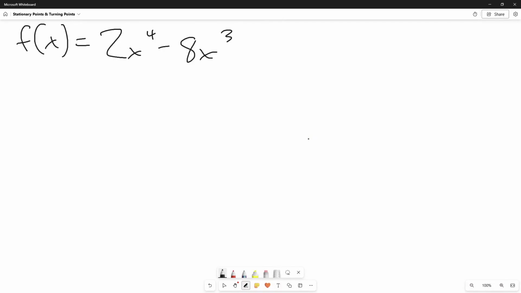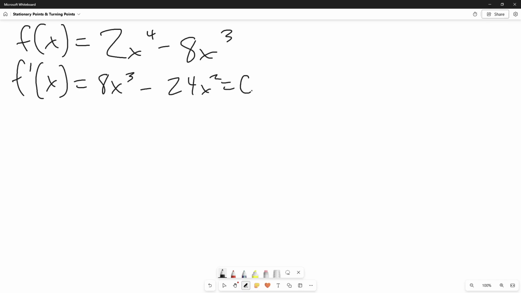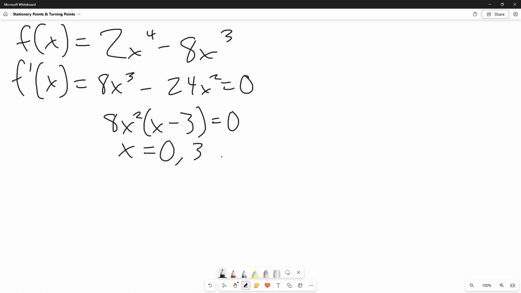And I'm going to do an example to show you how to find all the stationary points and turning points of a function, and if the turning points are minimum or maximum, and how to find all the coordinates. So just everything basically. So if you have this function f of x equals 2x to the 4th minus 8x cubed, to find our stationary points, as I said, you take your derivative and set it equal to 0, and this one will be 8x cubed minus 24x squared, set it to 0, you can factor out the 8x squared times x minus 3, you get x equals 0 or 3.